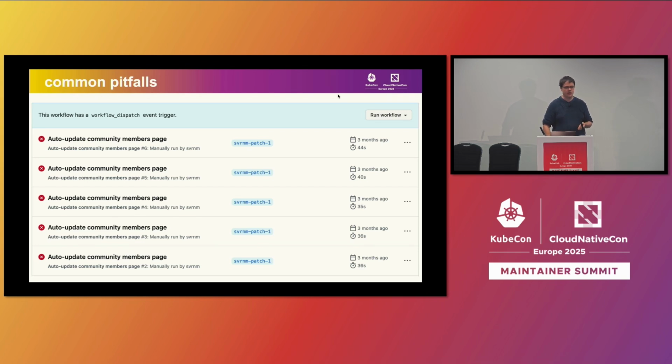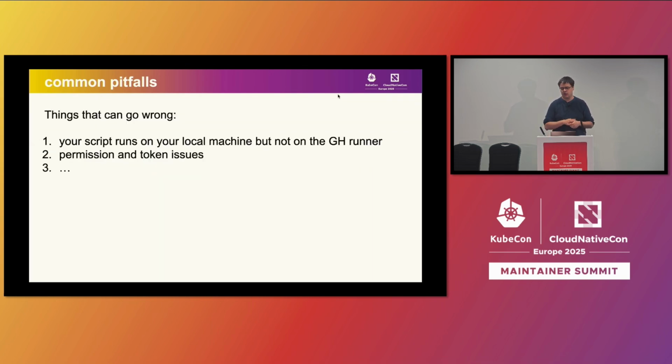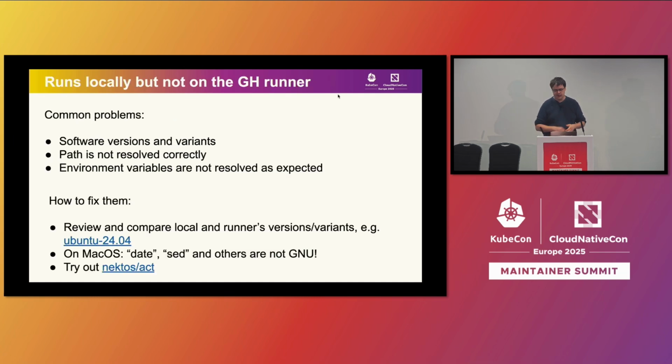Because there's a few common issues you run into, and one of them is the good old "it works on my machine, but it just did not work on the GitHub runner." That's like 50% of the problems, and the other 40% is permission and token issues, and then there's probably a few other ones I have not thought about. And the first one, I have to admit, I run into this all the time. Also, I should know better already.